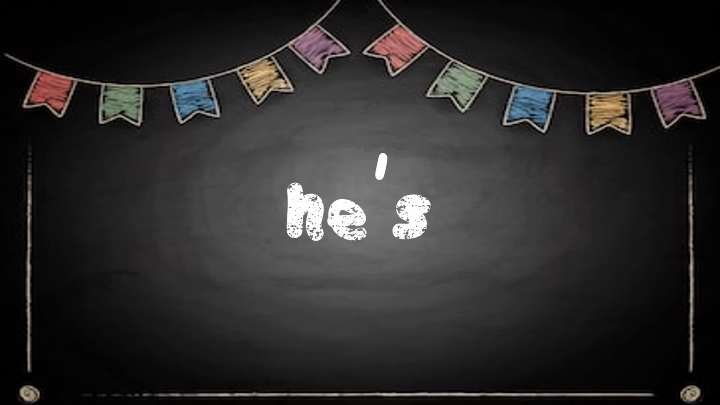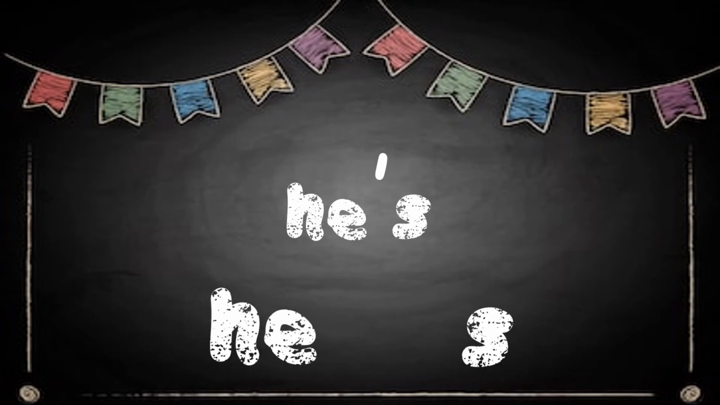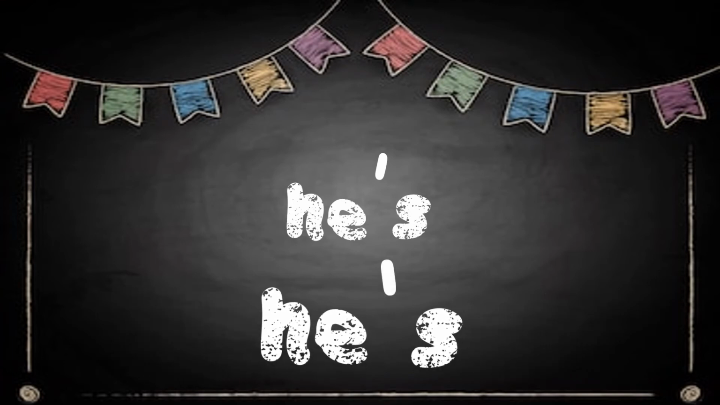Let's take a closer look at the word he's. What 2 words make up the word he's? We have the words he is. What letter is missing when we put these words together? That's right. The I in is goes away, and in its place is an apostrophe.